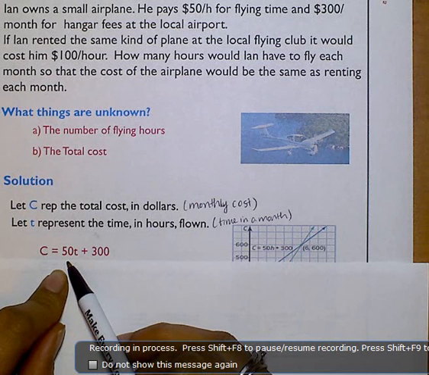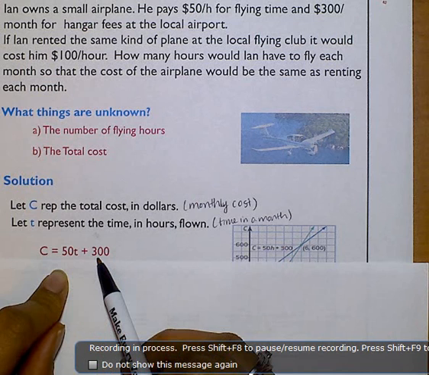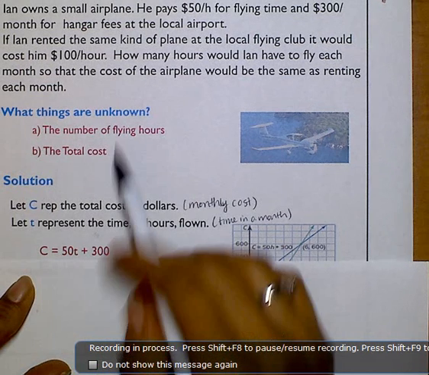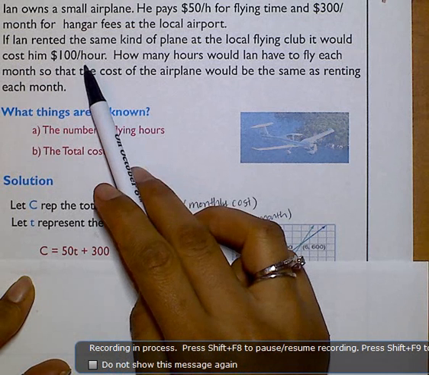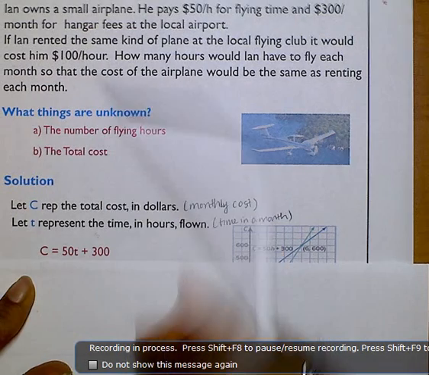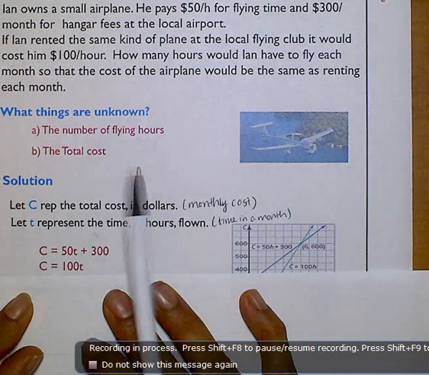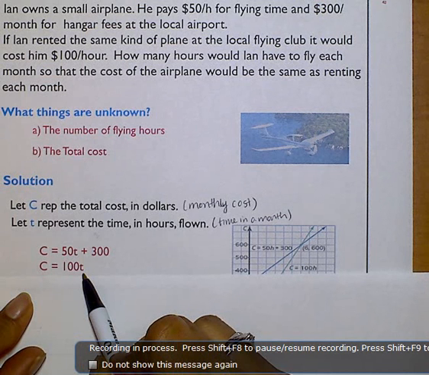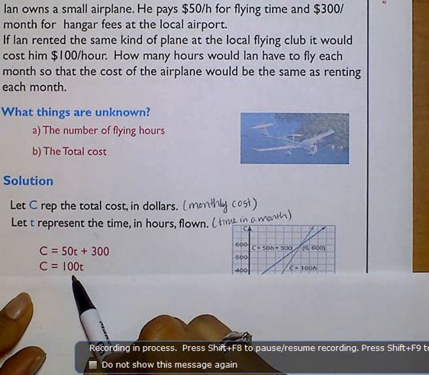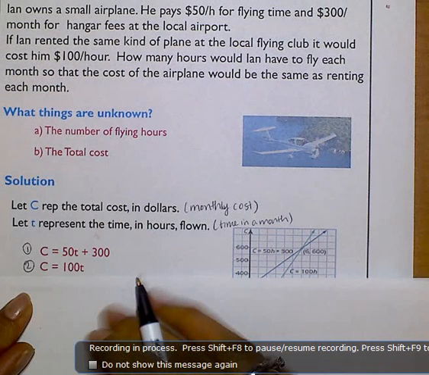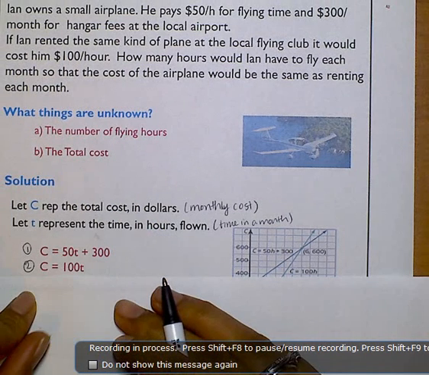Whereas in the second part, if Ian is just renting his airplane, there are no hangar fees, but there is an hourly fee. It's $100. So in this case, it's going to be C equals 100T. Whatever the amount of hours he's flying his airplane, he has to pay $100 for each. Once we've got our equations figured out, we're going to graph both of the equations and figure out how many hours Ian would have to fly each month so that the cost of owning the airplane would be the same as renting.